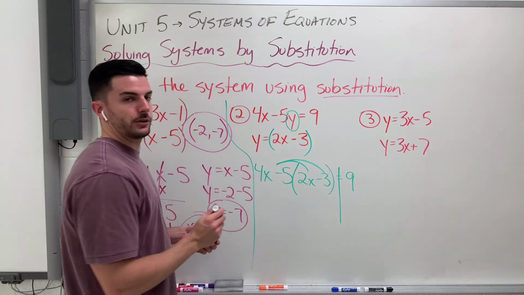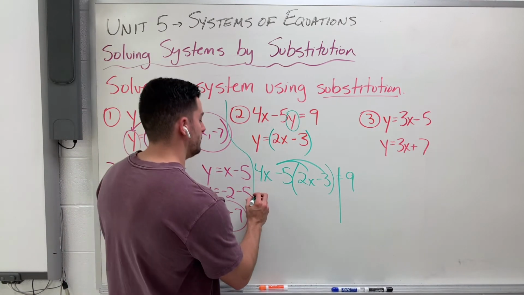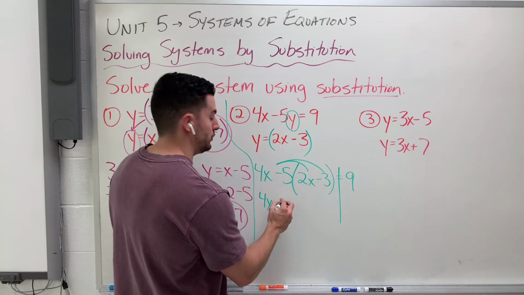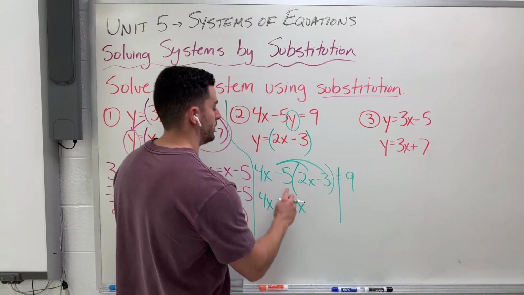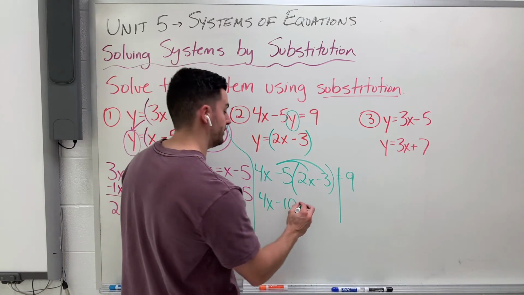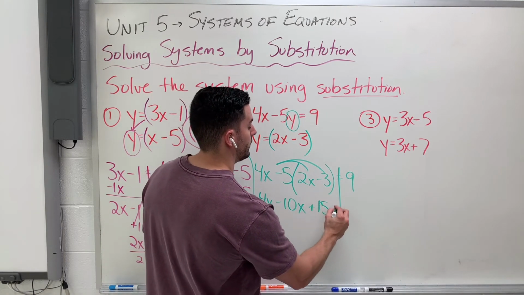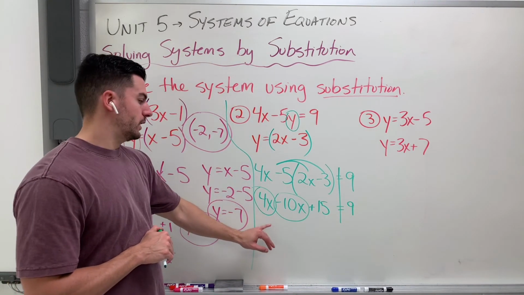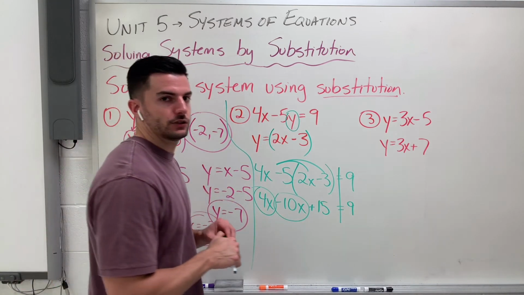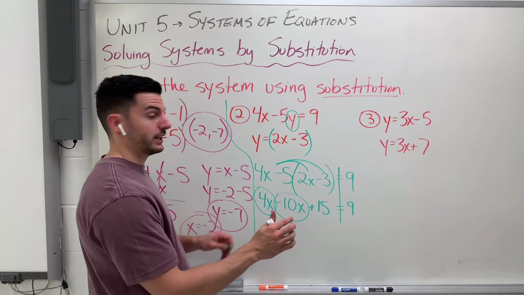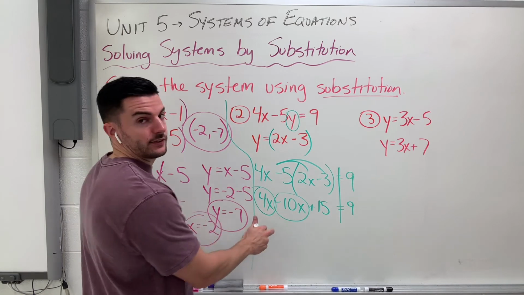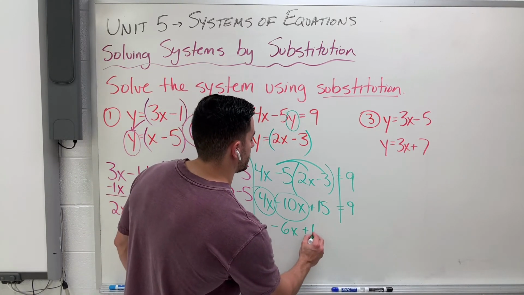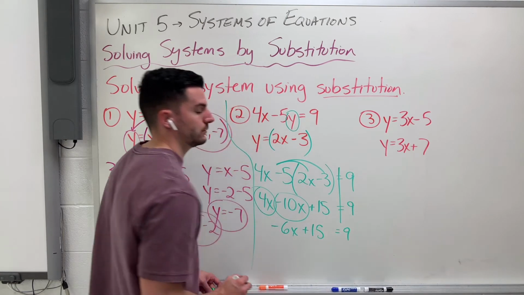So I start out by distributing that negative 5. I do that, and I'm left with 4x. Negative 5 times 2x is negative 10x. And then negative 5 times this negative 3 gives me a positive 15 equals that 9, okay? It's the same as last one where I have two different terms with x's, right? So I can combine those straight up without canceling. 4x minus 10x gives me negative 6x. So negative 6x plus 15 equals 9, okay?